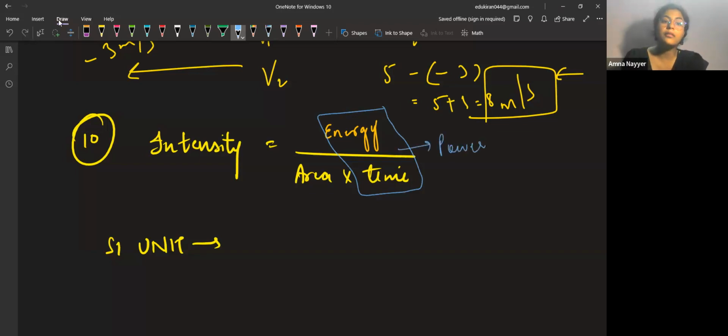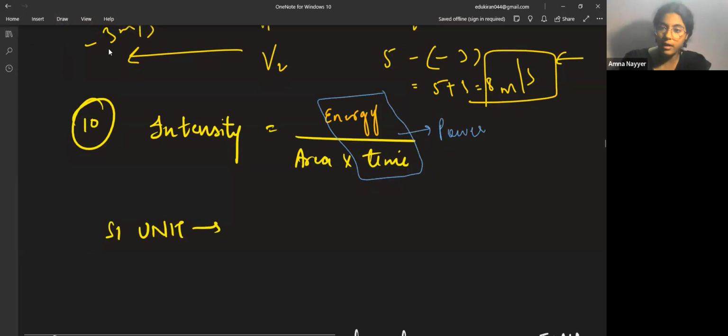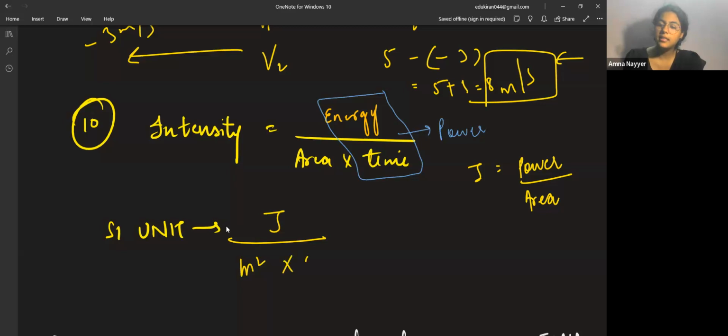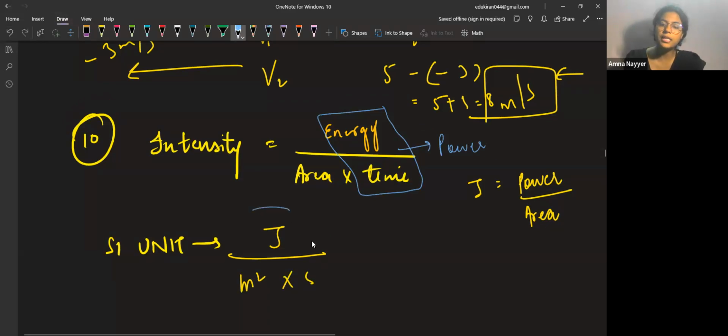So what is the other formula of intensity that you can mention? That is power per unit area. You can mention intensity's formula as power per unit area. Coming to the SI unit, same thing. Energy's SI unit is joules. Area's SI unit is meter square. And time is seconds. So you can identify the unit as joules per second.